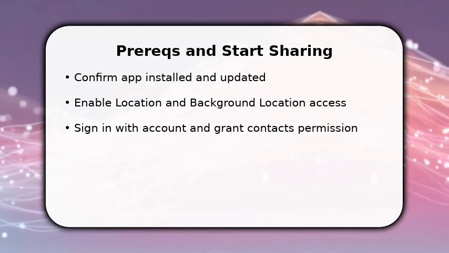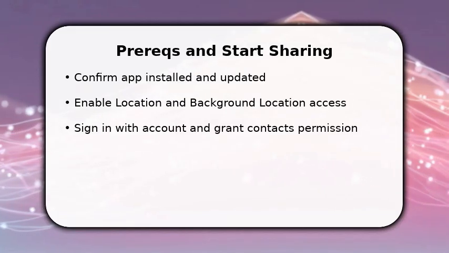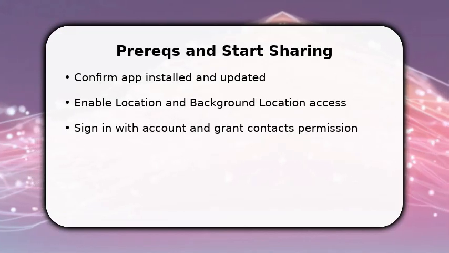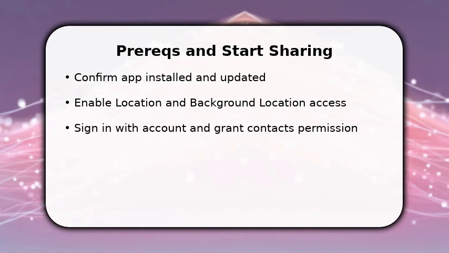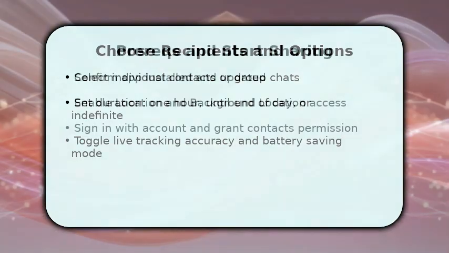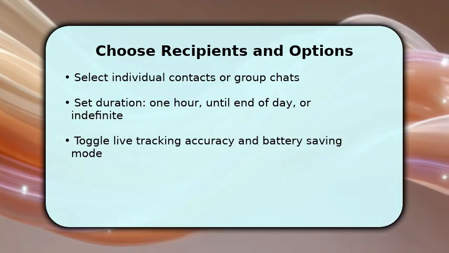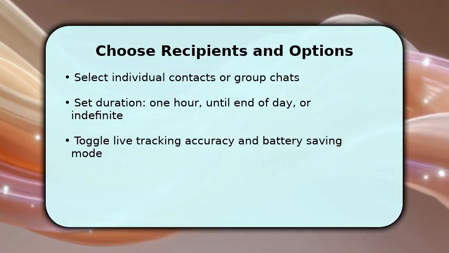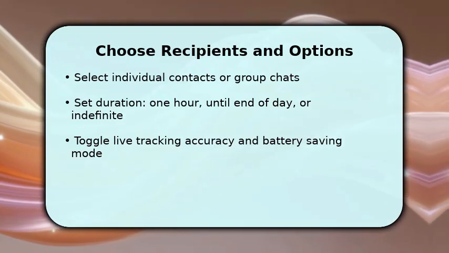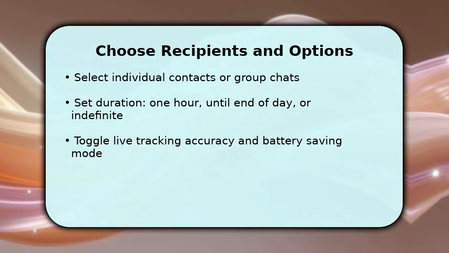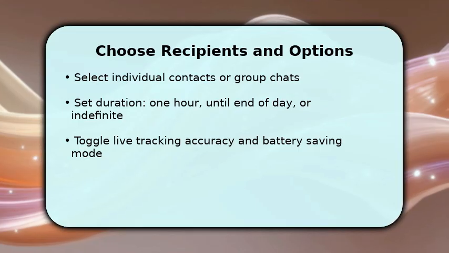Now tap Share Location or Start Sharing. That first action initializes the session and creates a secure link or direct share to chosen contacts, laying the groundwork for real-time updates. Next, you pick who sees your location and why. Select individuals or a group because tailored sharing limits exposure. Once chosen, specify duration: 1 hour, until the end of the day, or indefinite to control privacy.